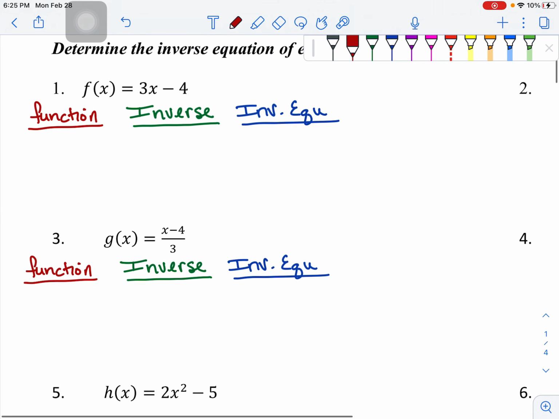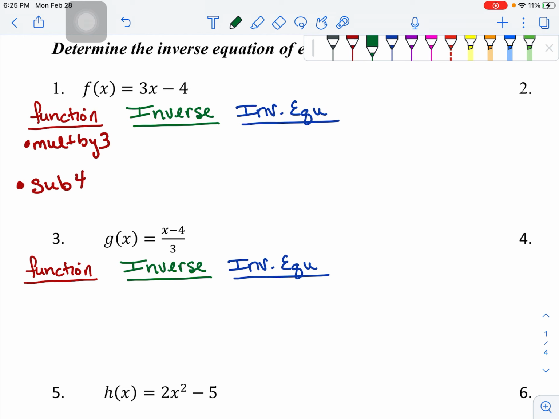Okay, so what's happening to x? Well, you're multiplying by 3. And then we're subtracting 4, okay? If we reverse that and go from the bottom up and change the operation, we are going to add 4 and then divide by 3.